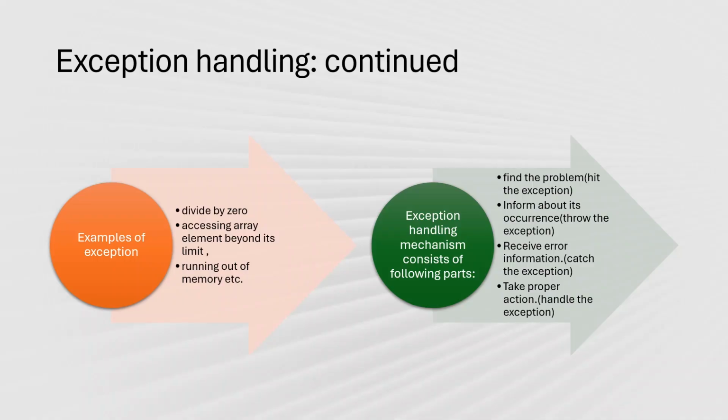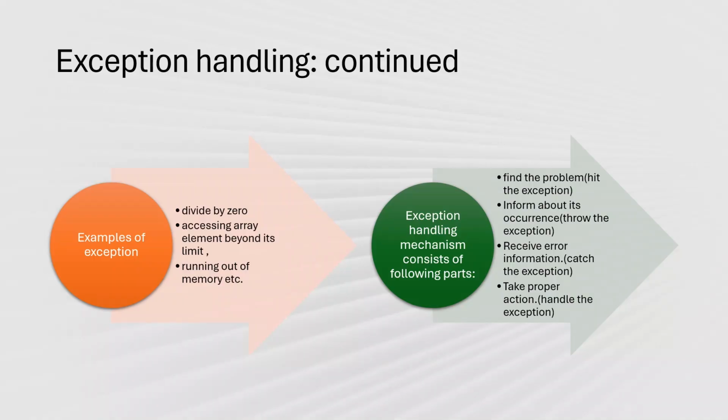Then, the exception handling mechanism. How does it work? First, it will find the problem. After finding the problem that hit the exception, it will inform about the problem's occurrence through the exception. It is going to receive the error information in the catch block and take proper action. This is how we handle the exception.